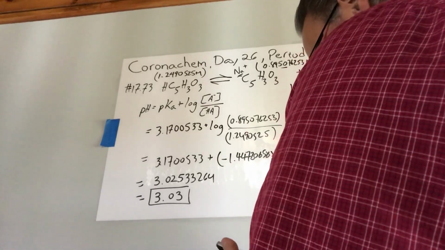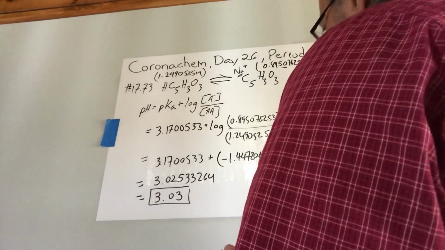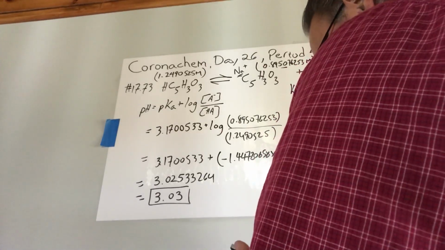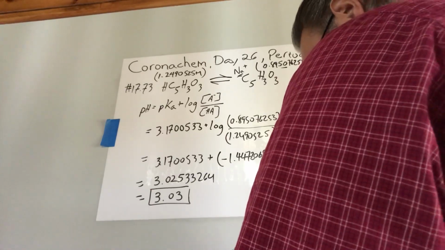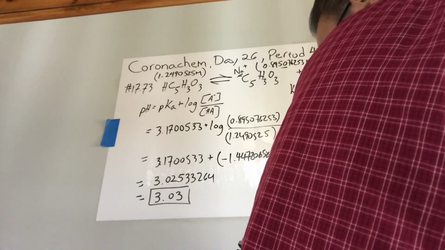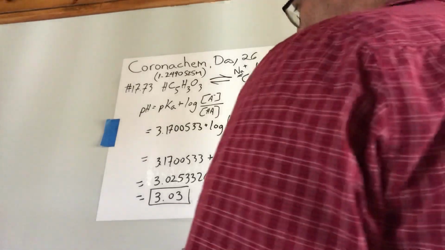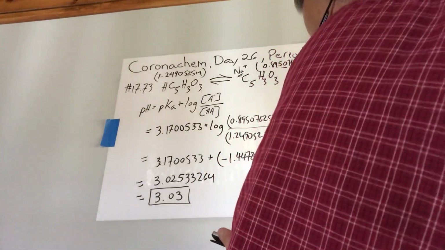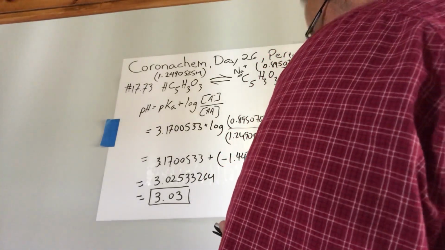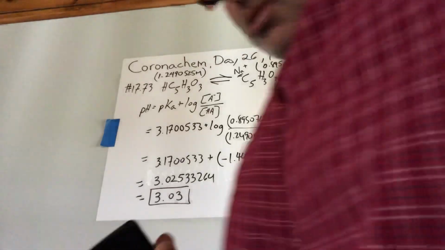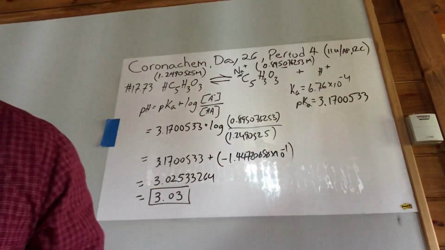Let me just redo this calculation quickly. I'll just do part of it. 0.895 divided by 1.249. That gives you that. And the log of that gives you that. Yeah, it's negative 0.1. Okay. And then you add 3.17 and you get 3.03. That's good. So that's part A for that problem.